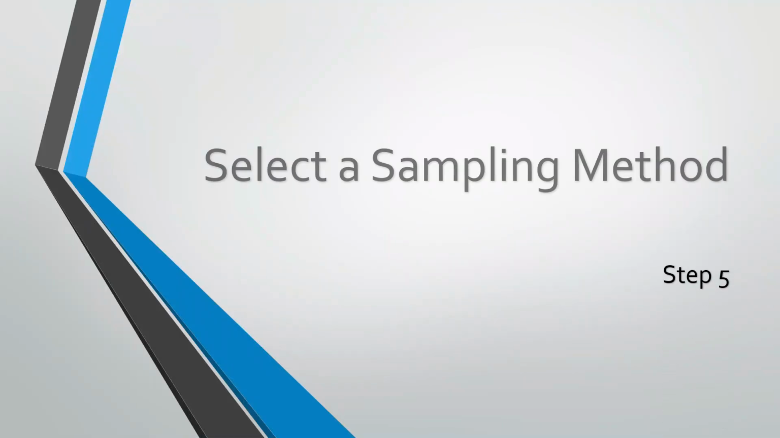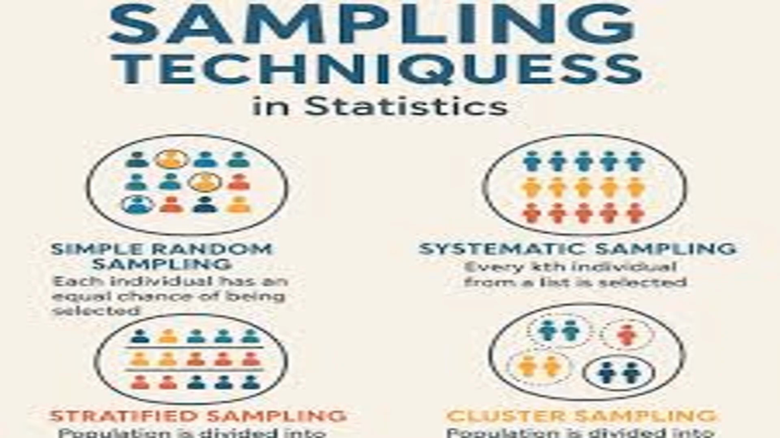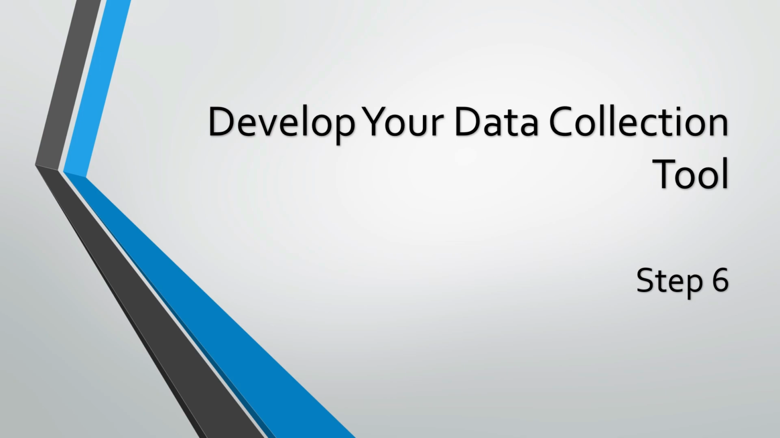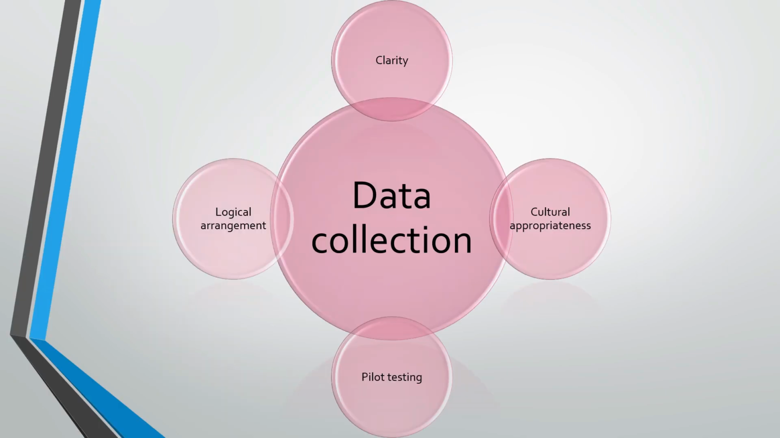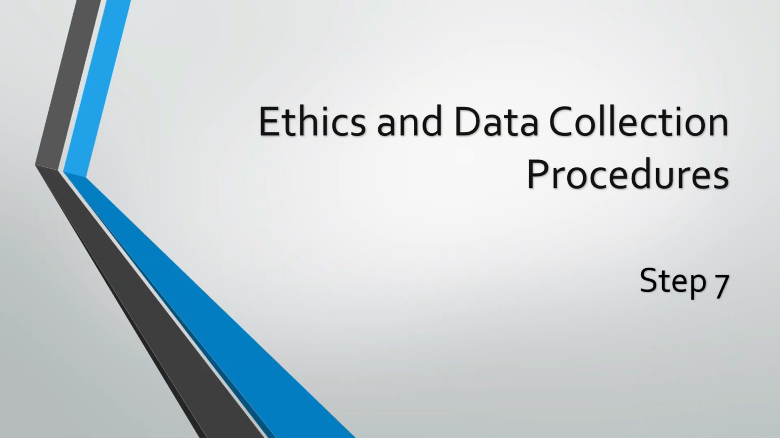Step 5. Select a sampling method. Common options: simple random sampling, systematic sampling, stratified sampling, cluster sampling. Choose the method that gives you the most representative sample. Step 6. Develop your data collection tool. Use validated questionnaires whenever possible. Check for clarity, cultural appropriateness, logical arrangement. Pilot testing. Avoid double-barreled or confusing questions.